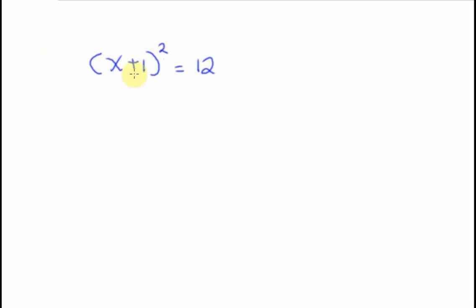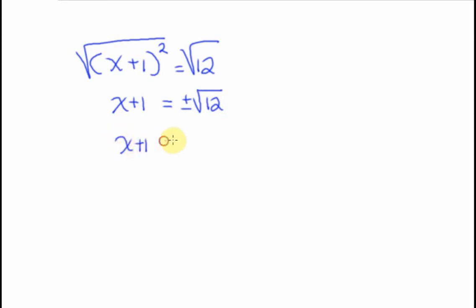Can I use the square root property to get rid of that? And the answer is yeah. As long as I have something squared with nothing outside of that, I'm allowed to square root both sides. And so this will give me positive or negative square root of 12. And then, of course, we need to simplify this square root of 12. It does simplify.